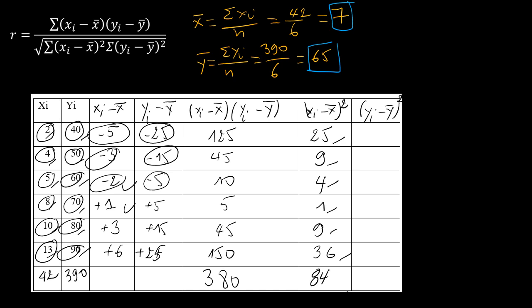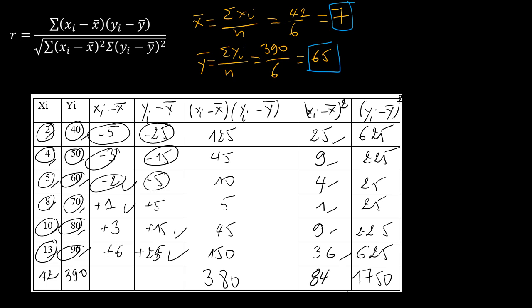Finally, let's square these columns. So 25 squared is 625, 15 squared is 225, 5 squared is 25, 5 squared is 25, 15 squared is 225, and finally 25 squared is 625. To sum up these values of the column, we are going to find here 1750.